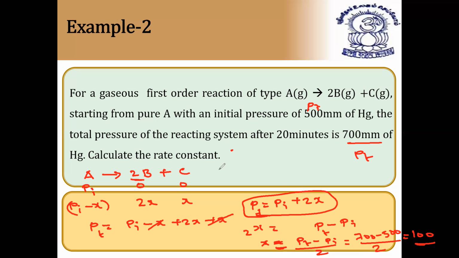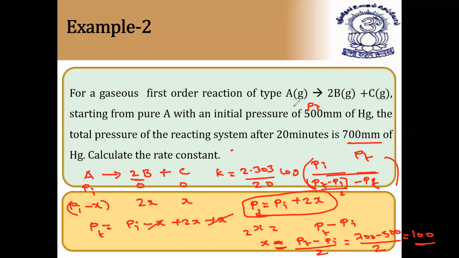Now how to find K: K is equal to 2.303 by time, time is given as 20 minutes, into log of Pi divided by Pi minus final pressure. It becomes Pi plus 2x, where x is equal to Pt minus Pi by 2. So if you find the log values and use this formula, you'll get the answer. I hope it is clear. So very important, again I'm explaining this problem.